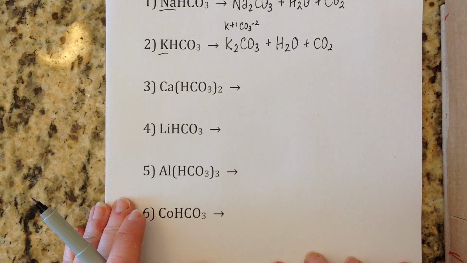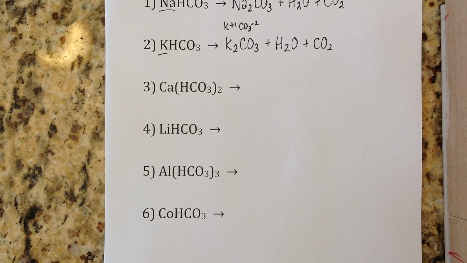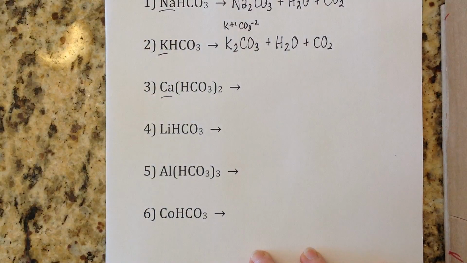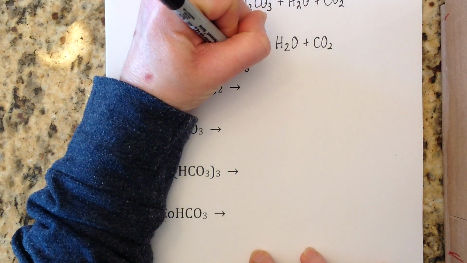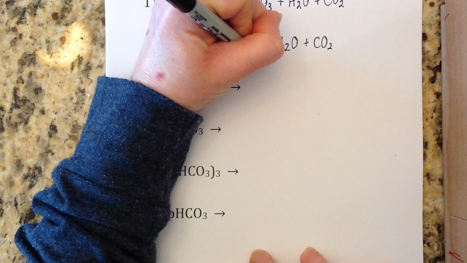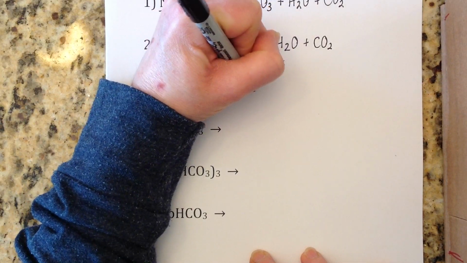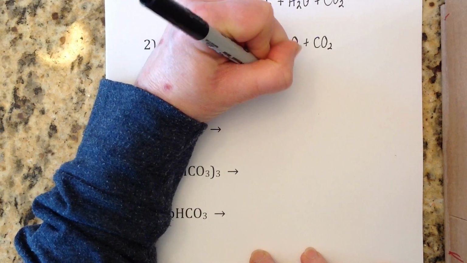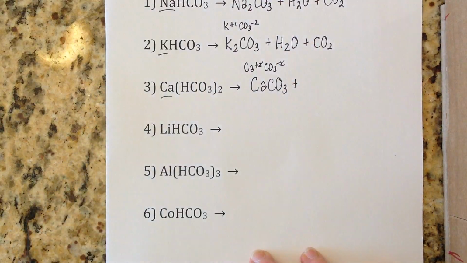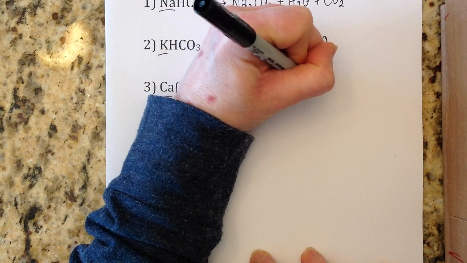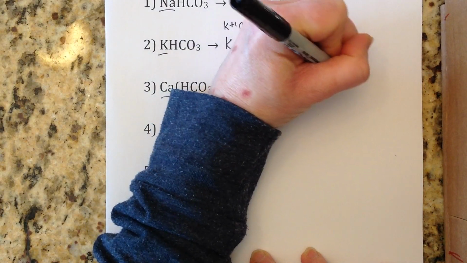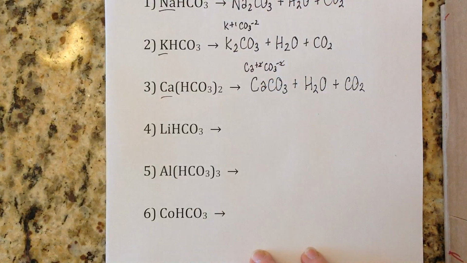All right, number 3, I have calcium hydrogen carbonate. Calcium is my metal. So I'm going to crisscross that calcium, which has a +2 charge, with carbonate. The 2's cancel, so that is CaCO3 plus water plus carbon dioxide.